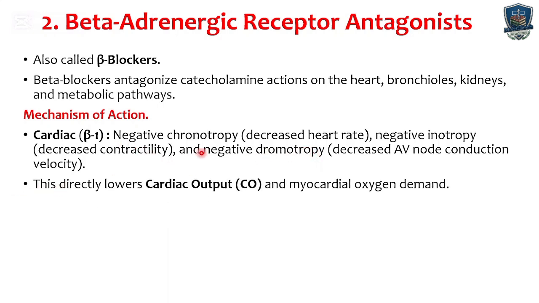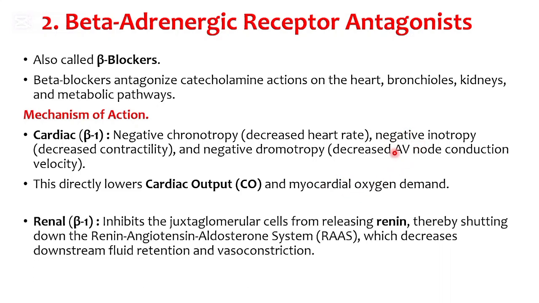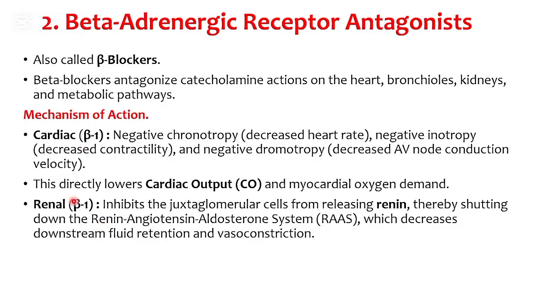By doing this, it leads to a decreased cardiac output. Remember, cardiac output equals heart rate multiplied by stroke volume. If you decrease the heart rate, you decrease the cardiac output, and if you decrease the cardiac output, you decrease the blood pressure. Also, since they decrease heart contractility, they may decrease the myocardial oxygen demand. That's another thing you have to know. They decrease the myocardial oxygen demand through a negative inotropic effect. Beta-1 receptors are also found in renal tissue, especially in the juxtaglomerular cells.